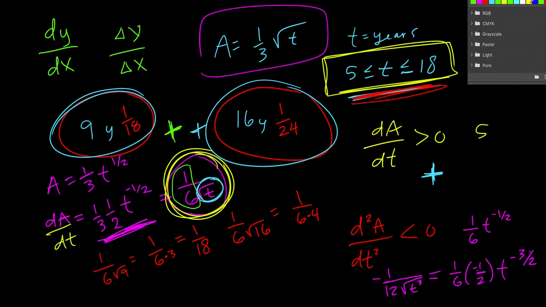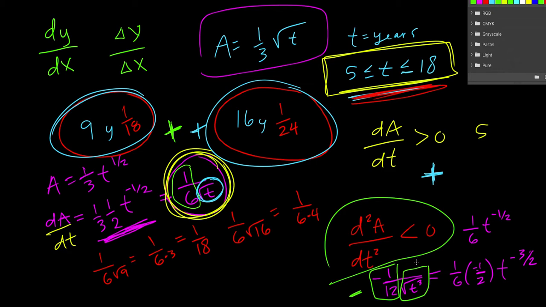So here's the second derivative, and we want to know why it's always less than 0. Well, this piece is always negative. This piece, because it's under a square root, is always positive. So negative times positive is always negative. And so it's like that.